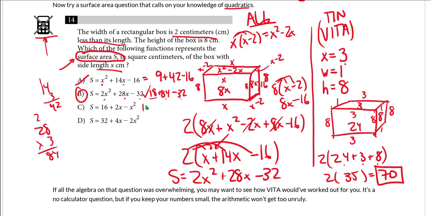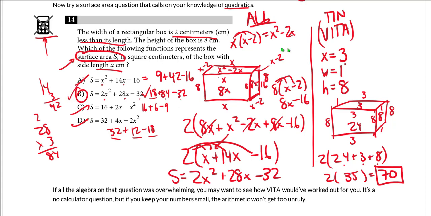Answer choice C. 16 plus 2 times 3 is 6 minus 9. That's not going to be nearly big enough. It's not going to get me even close. And then answer choice D. 32 plus 4 times 3 is 12 minus, we already had a 2x squared up here, so that was 18. Again, that's not going to get me close enough. This is going to get me into the 40s, and then I'm going down from there, so I'm done.